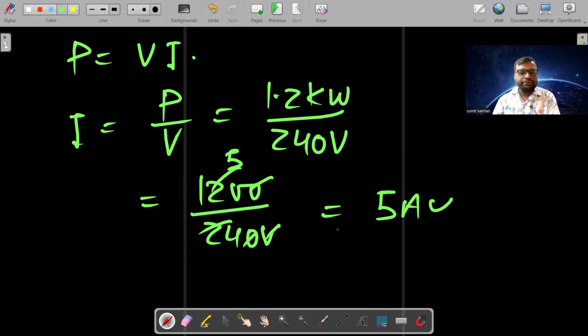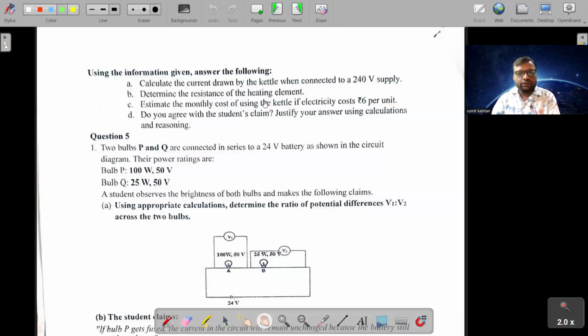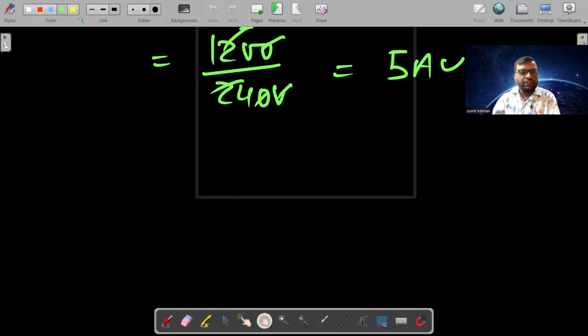Now next. Now, students, in the next problem, what they are asking: determine the resistance of the heating element. So this is also very simple. Resistance, what is the formula of resistance? We have solved it most of the times in the class. R is equal to V square by P.